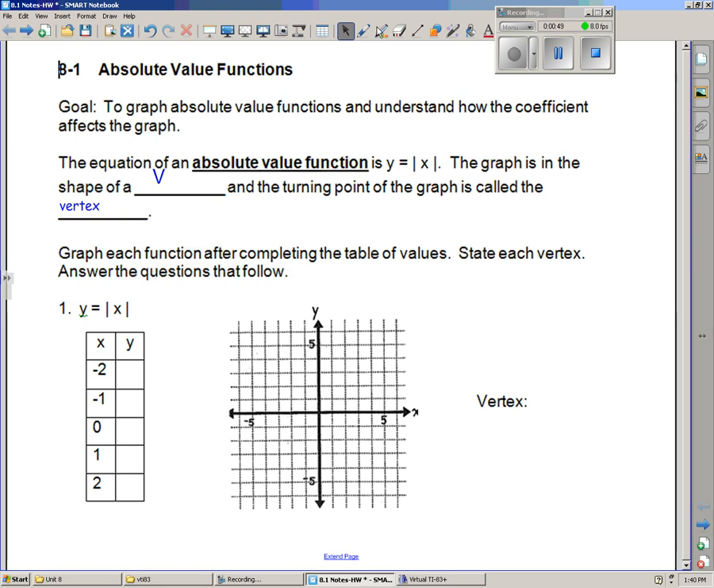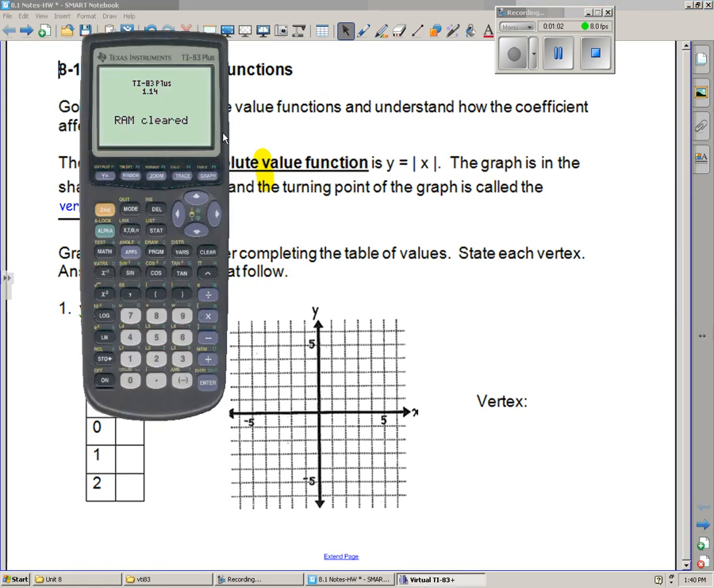What's kind of cool about this though, in the word absolute value, well, there is a V. That's why your shape is a V, and that's pretty cool. So in order to find the absolute value, you need to be able to use your calculator. On the calculator, what you need to do is go to your math button. And under math, if you arrow over to number, that first thing that you see is the absolute value.